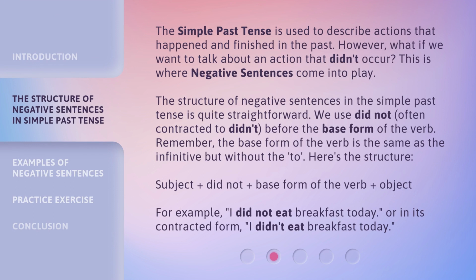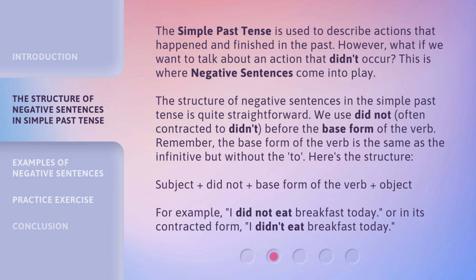The simple past tense is used to describe actions that happened and finished in the past. However, what if we want to talk about an action that didn't occur? This is where negative sentences come into play. The structure of negative sentences in the simple past tense is quite straightforward. We use did not, often contracted to didn't, before the base form of the verb. Remember, the base form of the verb is the same as the infinitive but without the to.